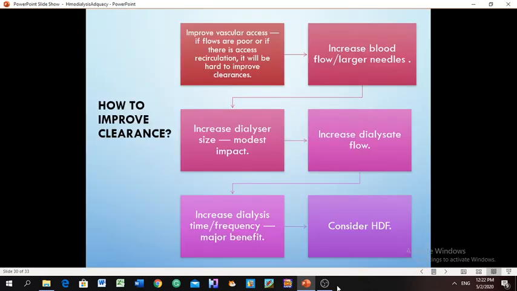How to improve clearance? Improve vascular access. If flows are poor or if there is excess recirculation, it will be hard to improve clearance. Increase blood flow, large needles. Increase dialyzer size, modest impact. Increase dialysate flow, increase dialysis time and frequency, major benefit, and consider hemodiafiltration.